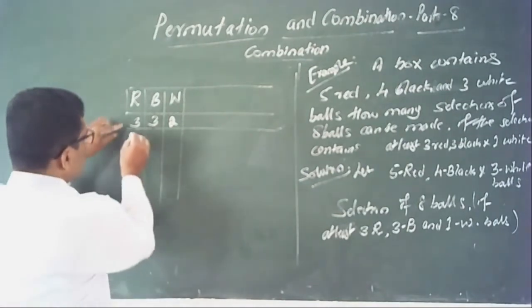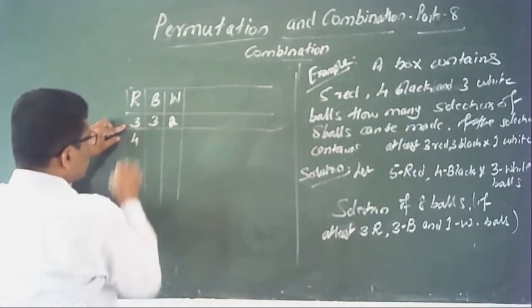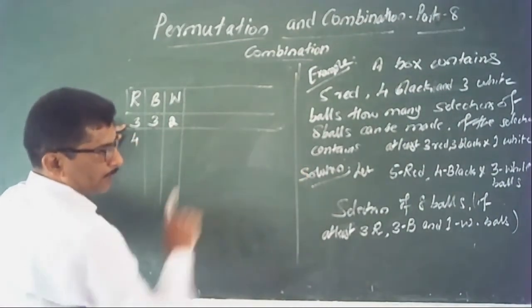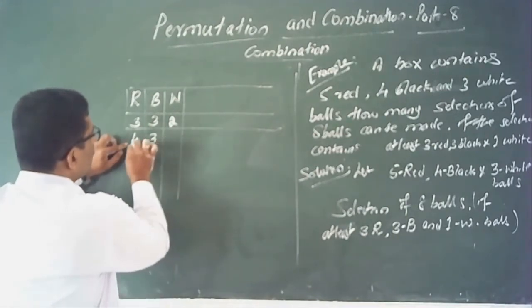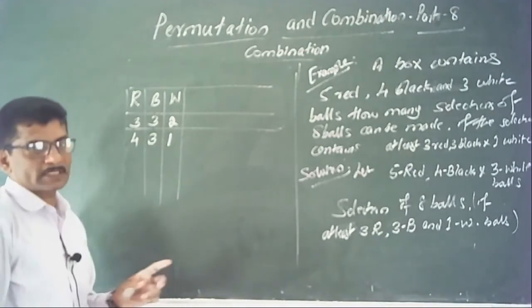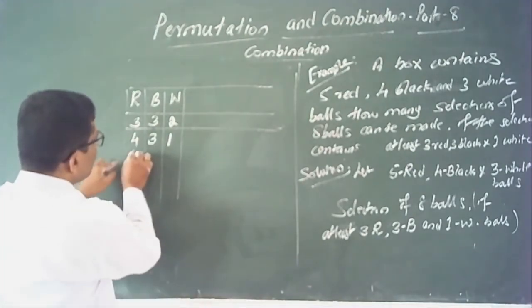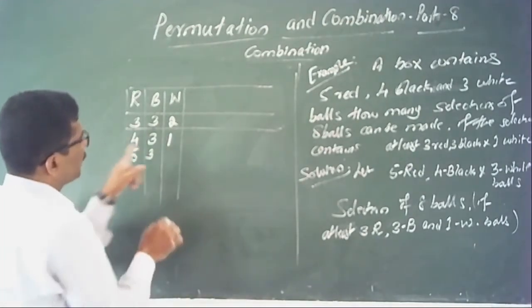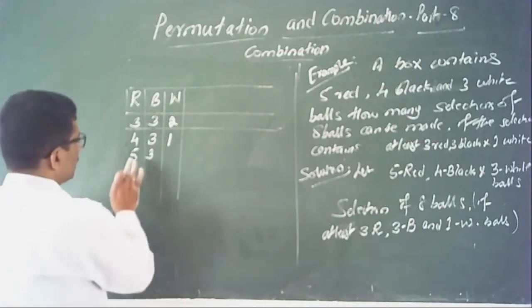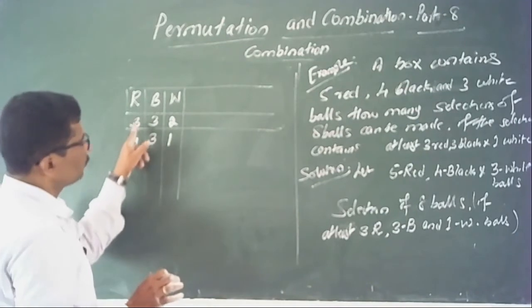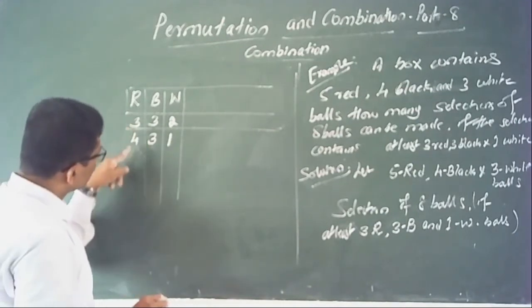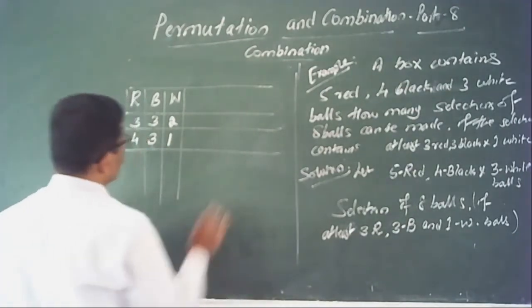Is it clear? Next, 4 red balls you can take, 5 red balls are there, 3 black balls you can take, and the value is 1 white ball. If you take 5 or 3, that makes 8, and there are no white balls left. Therefore, only these conditions, minimum 3 or greater than 3. You cannot take more than 5 of 3, so that is the second choice.